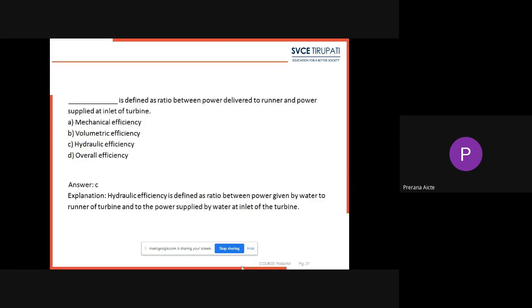Next question. What is defined as the ratio between power delivered to the runner and the power supplied at the inlet of the turbine? The answer is hydraulic efficiency. Hydraulic efficiency is defined as the ratio between the power given by water to the runner of the turbine and the power supplied by water at the inlet of the turbine.